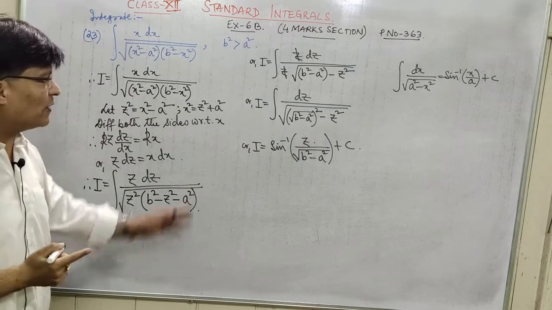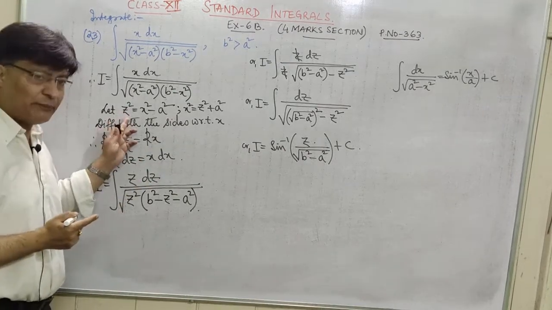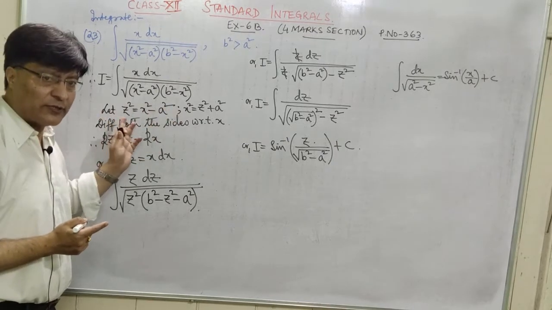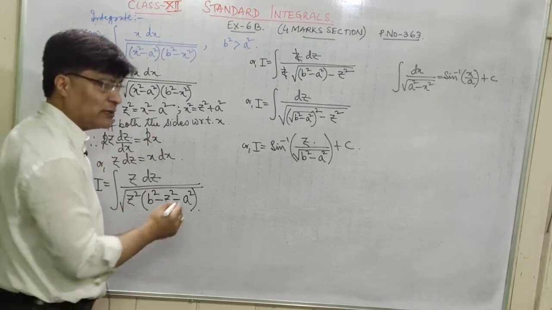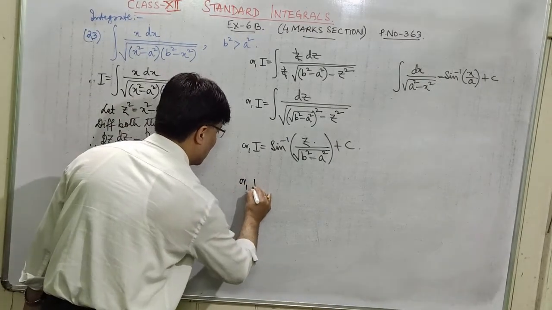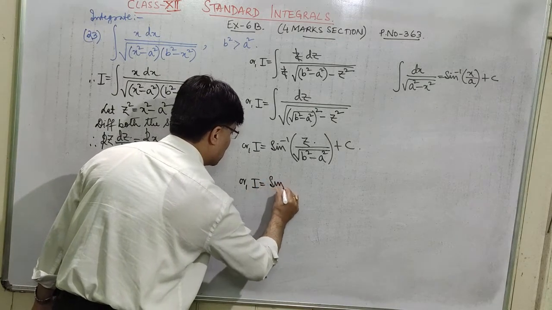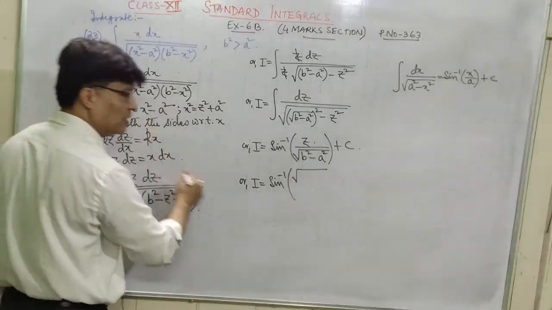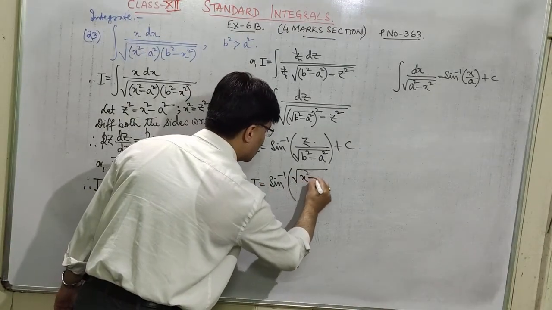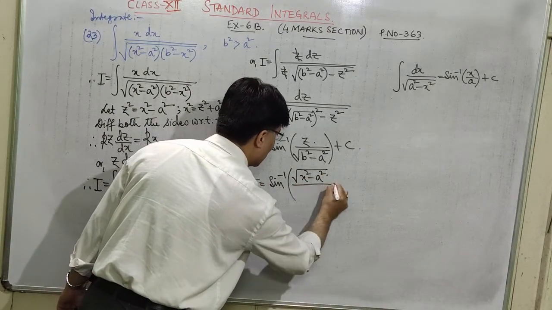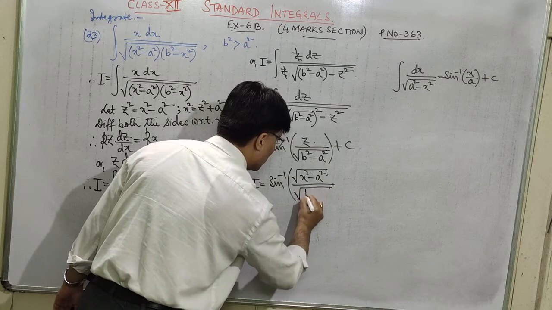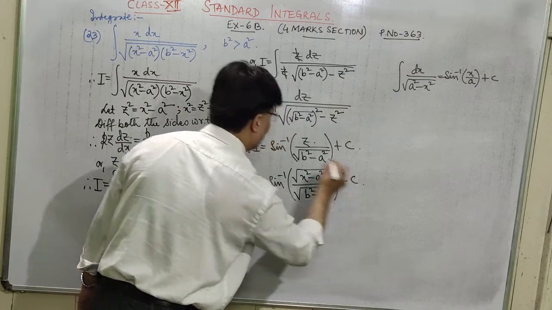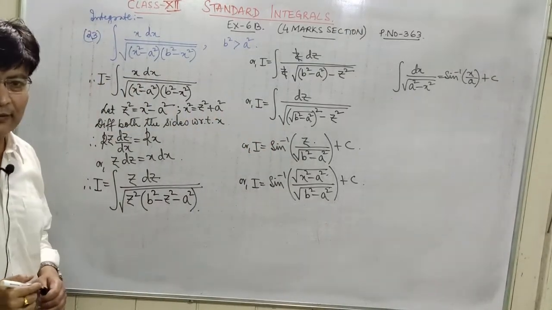So now let us put the value for z. What is z actually? Here z square is equal to x square minus a square. What is the value for z? It is root under x square minus a square. So I is equal to sine inverse within bracket, what is the value for z? It is root over x square minus a square divided by root over b square minus a square, bracket closed, plus c. Is that clear?